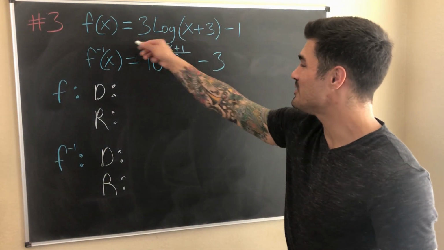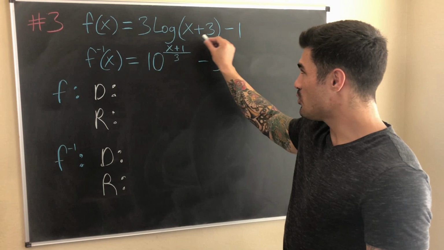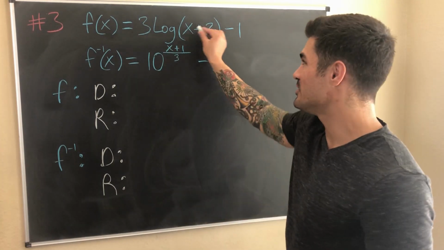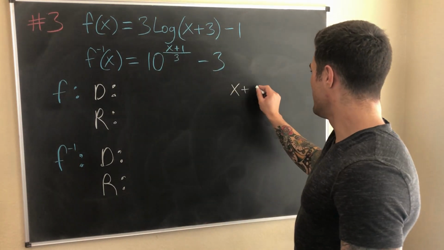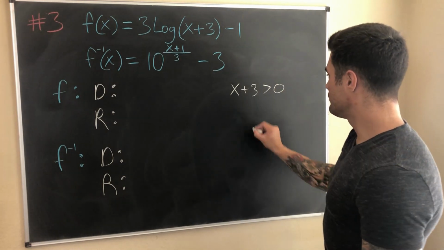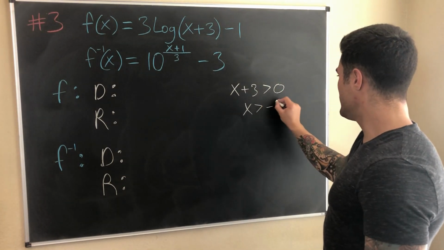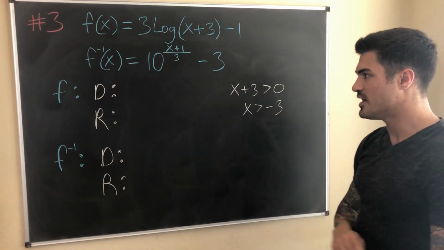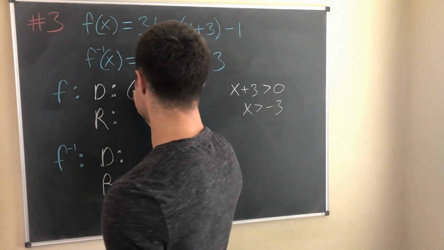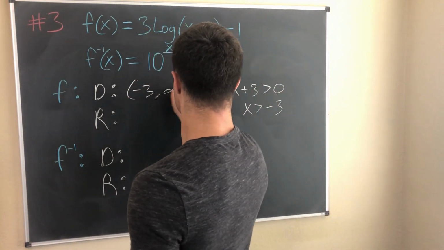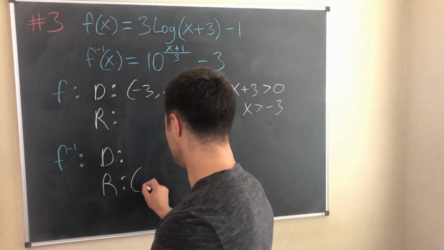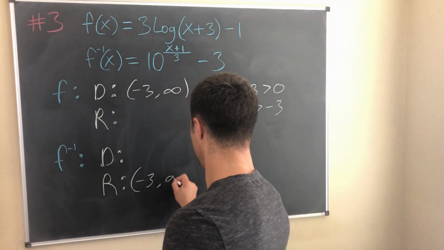What about this first one, the original function? Well, we know that whatever's inside the log has to be greater than 0. So I can just solve this simple inequality, and I get x is greater than -3 just by subtracting 3 from both sides. So that's the domain of this function, from -3 to infinity. Pretty easy, right? Which means that's the range, which means we're halfway through already.